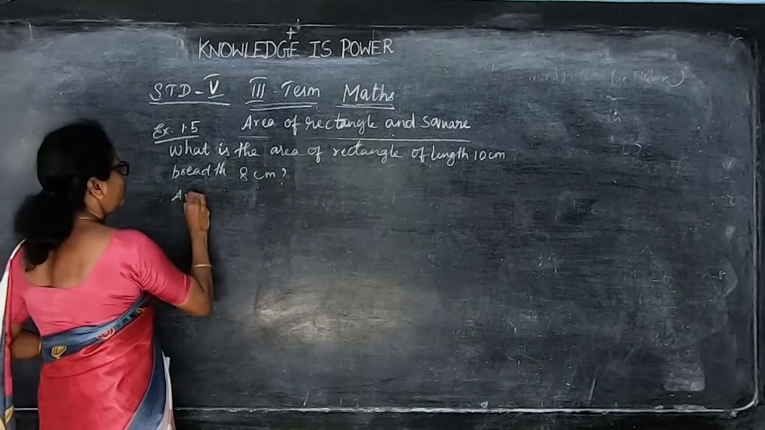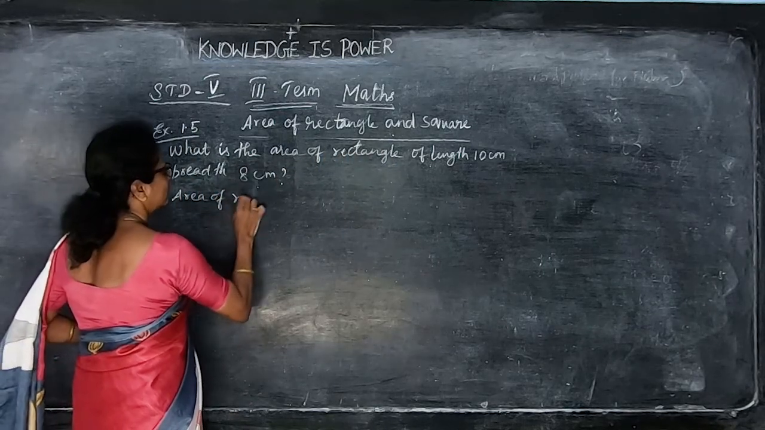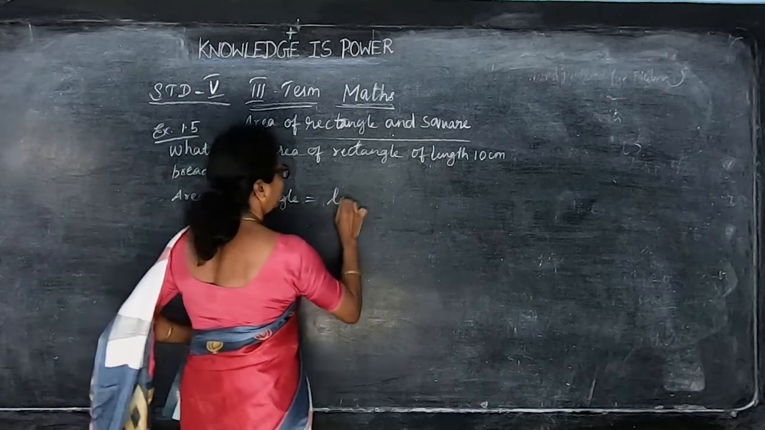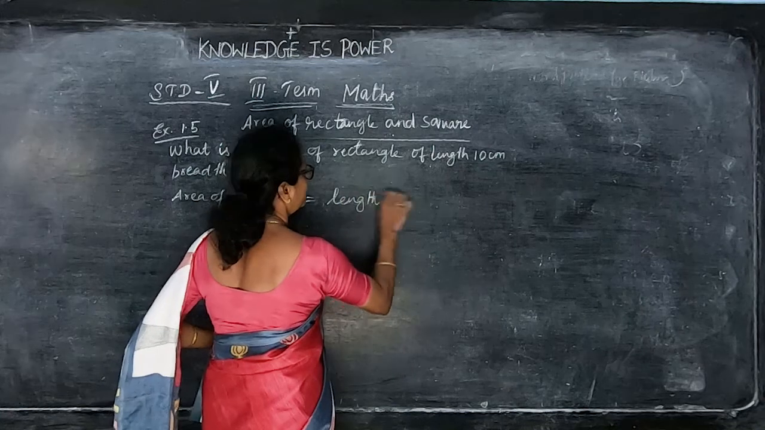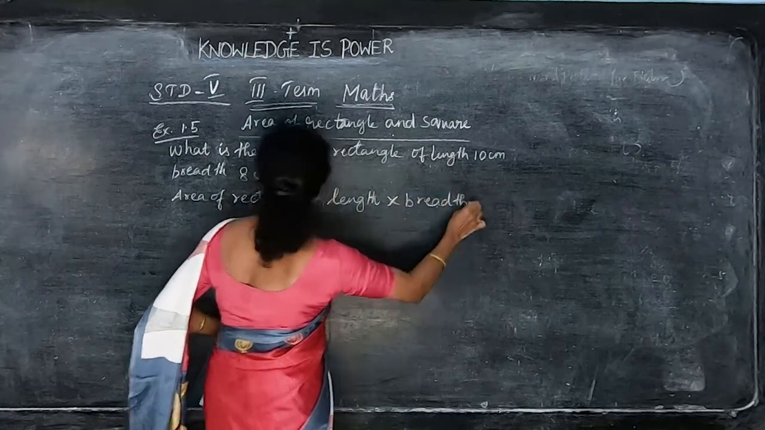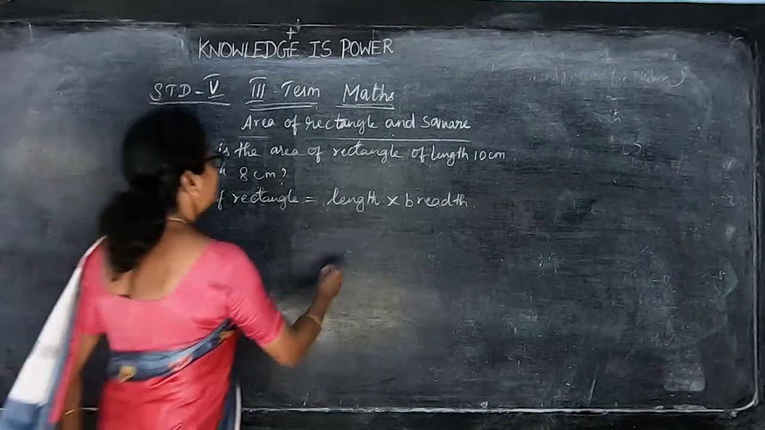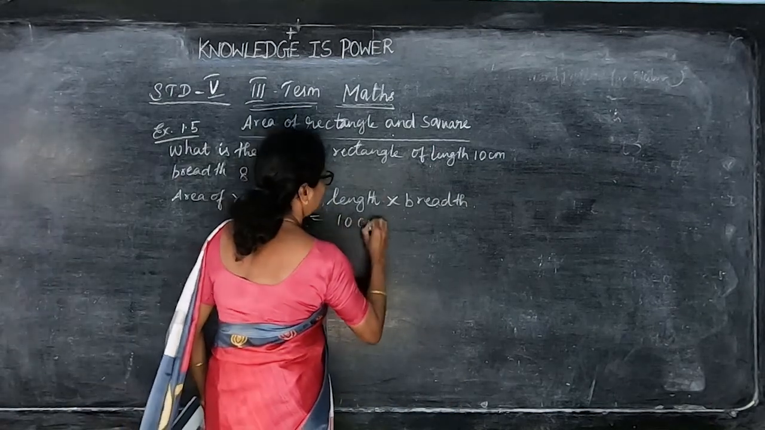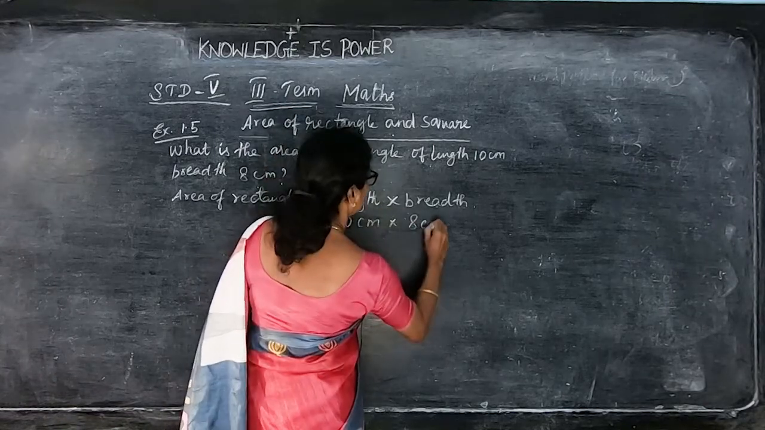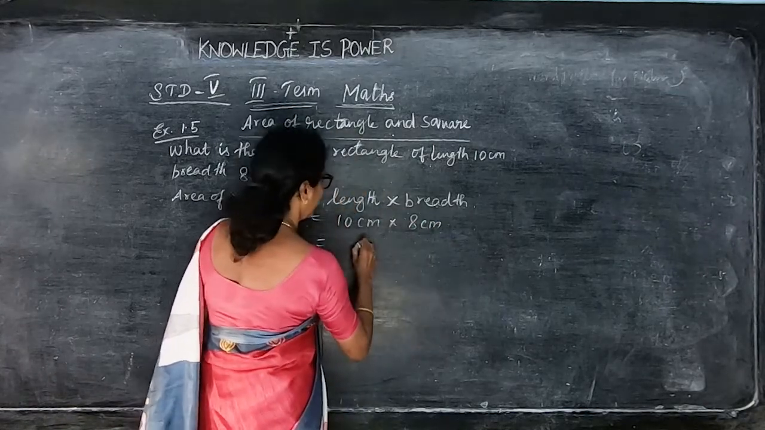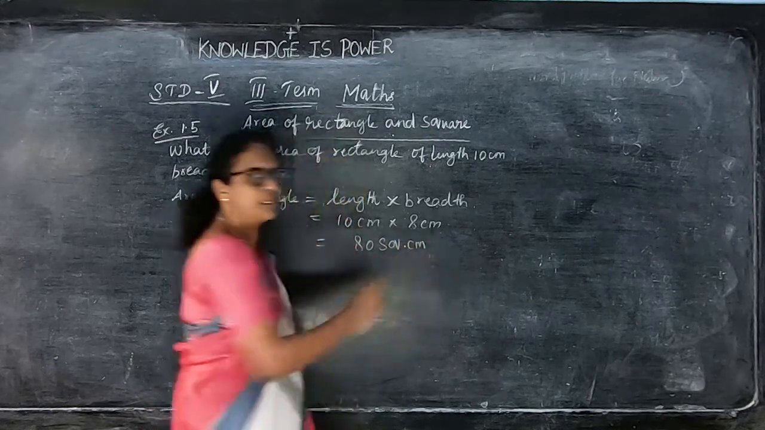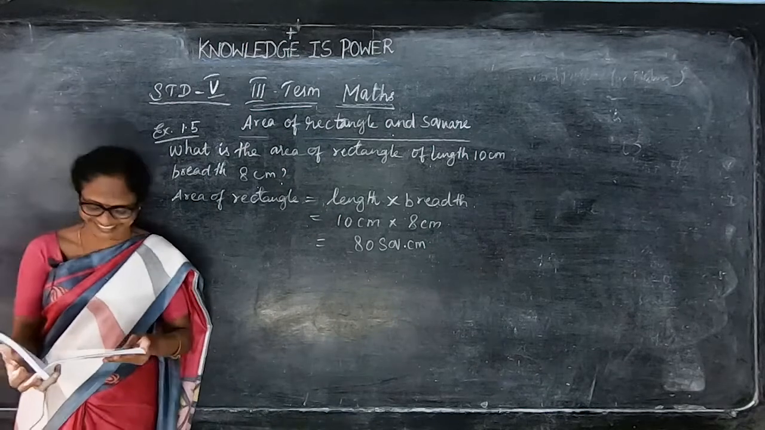So area of rectangle is equal to, what formula have we written? Length into breadth. They have given the length and the breadth. So you just multiply the length into breadth. Length is 10 centimeter and breadth is 8 centimeter. So that is equal to 10 8s are 80 square centimeter. You have to write it like that.